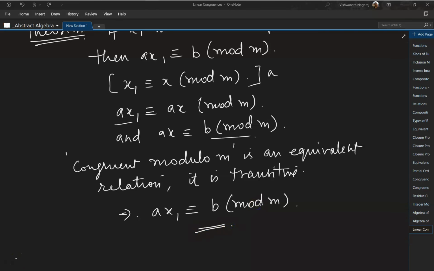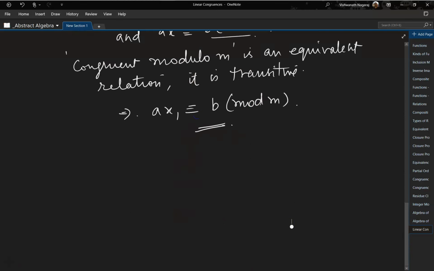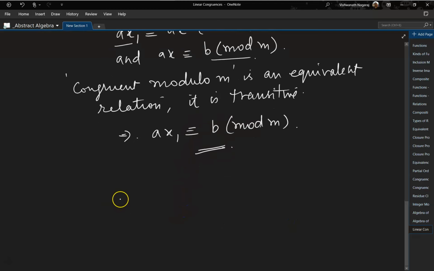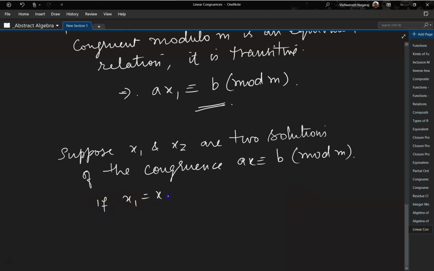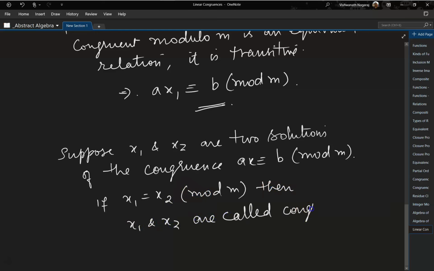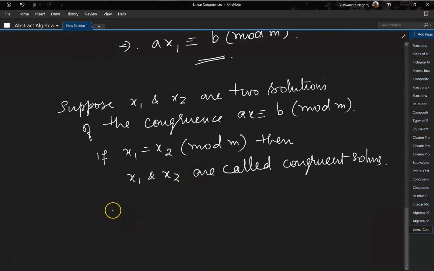Now let's look at another aspect of linear congruences. Suppose x1 and x2 are two solutions of the congruence Ax is congruent to B mod M. If x1 is congruent to x2 mod M, then x1 and x2 are called congruent solutions. Let's look at it with an example.